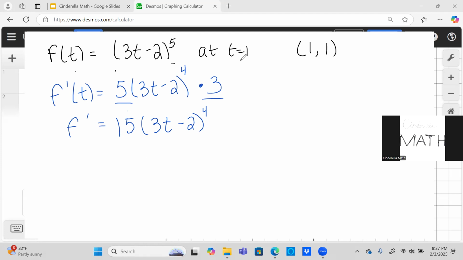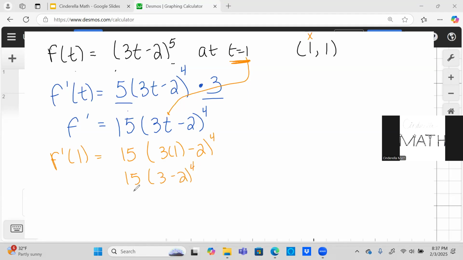And now plug in the t, normally x, it's fine. Plug in that value. So we're doing the derivative evaluated at 1. That's going to be 15 times (3 times 1 minus 2) to the fourth. So that's 15 times (3 minus 2) to the fourth, 15 times 1 to the fourth. So that's 15 times 1, which is 15. And that is the slope of the tangent line.